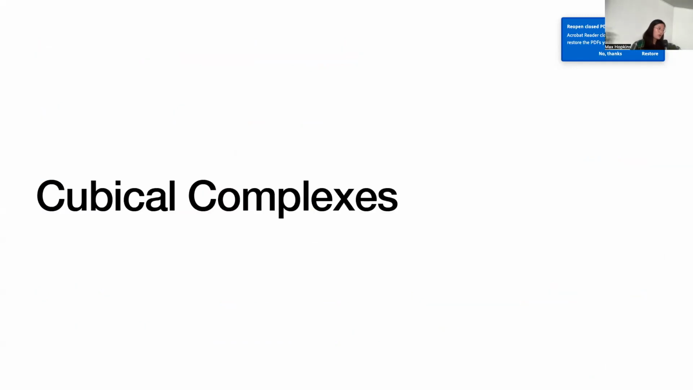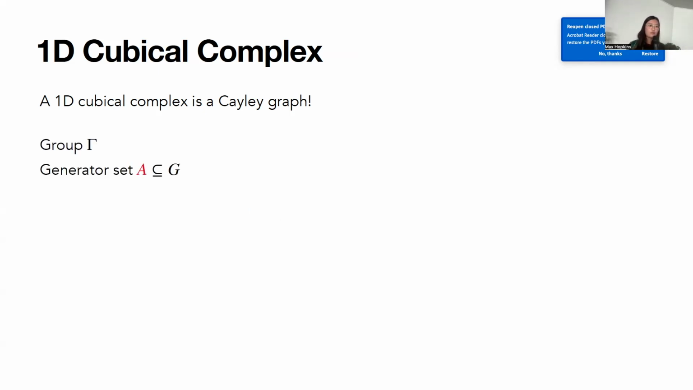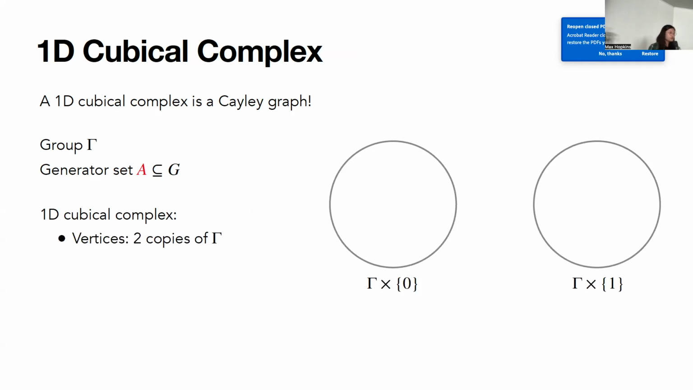Let's start with the one-dimensional case, because I think that's the easiest one. A one-dimensional cubical complex is simply a Cayley graph. For those of you who know what a Cayley graph is, what is a Cayley graph? Well, it's defined on a group, gamma, and also a generator set, let's say called A. You should think of A as being constant sized. And the one-dimensional cubical complex is going to consist of two copies of the group gamma as vertices.